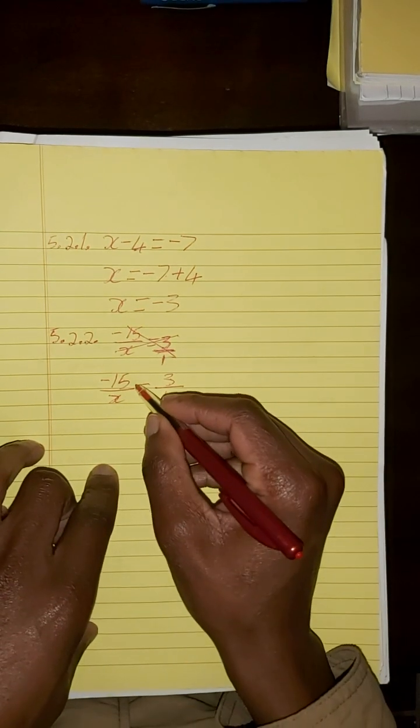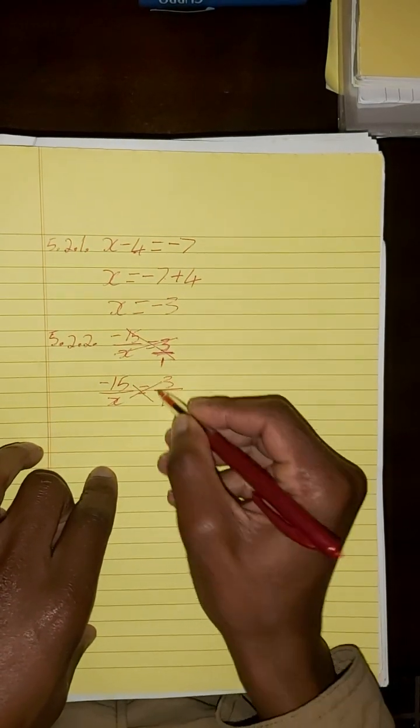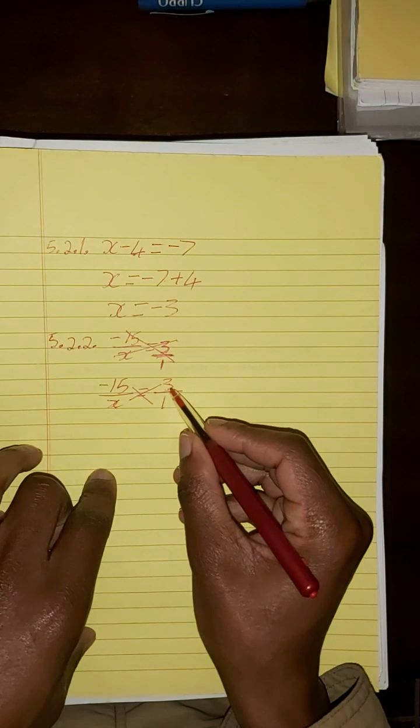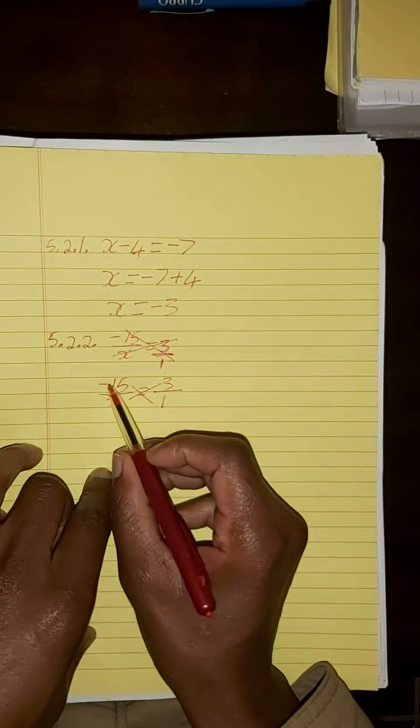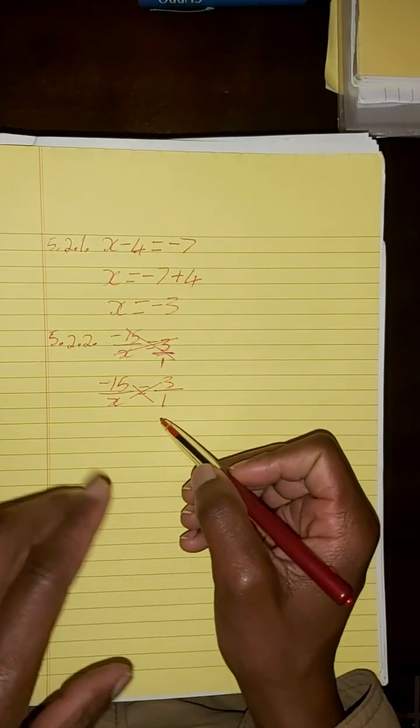And from here, I'm going to simply just cross multiply. I'm saying this one multiplied by this one, get my answer, and then this one multiplied by this one, get my answer.